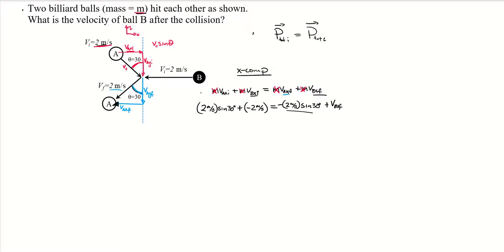If we bring this over to the other side, we have 2 meters per second sine 30 degrees plus 2 meters per second times sine 30 degrees minus 2 meters per second equals VB x final. Well, if you enter this into your calculator and sort this all out, sine of 30 is 1 over 2, so this becomes 1 plus 1 minus 2. This is 0 meters per second, which is equal to V final of ball B in the x direction.